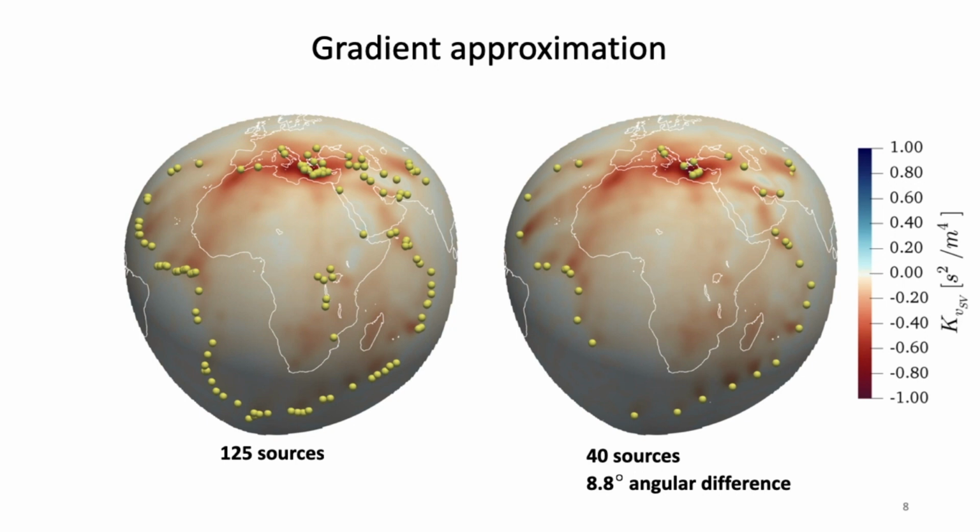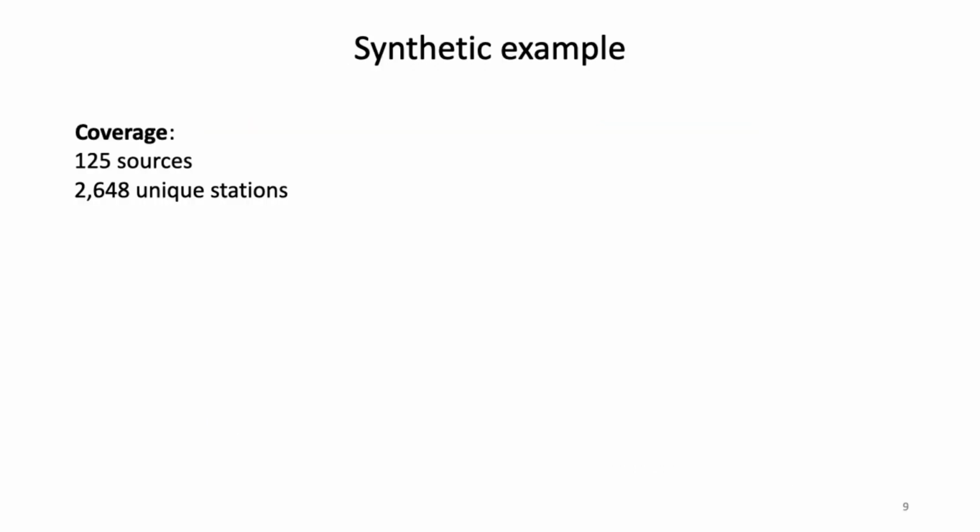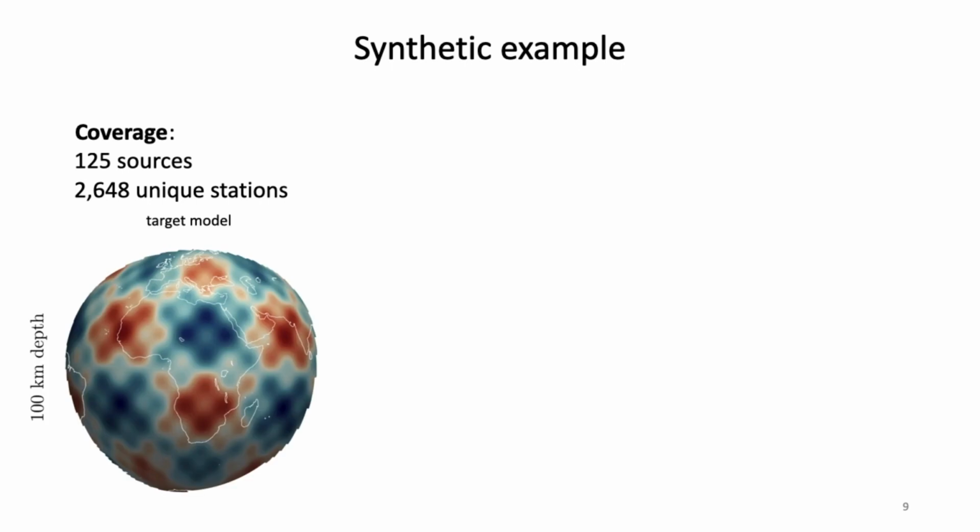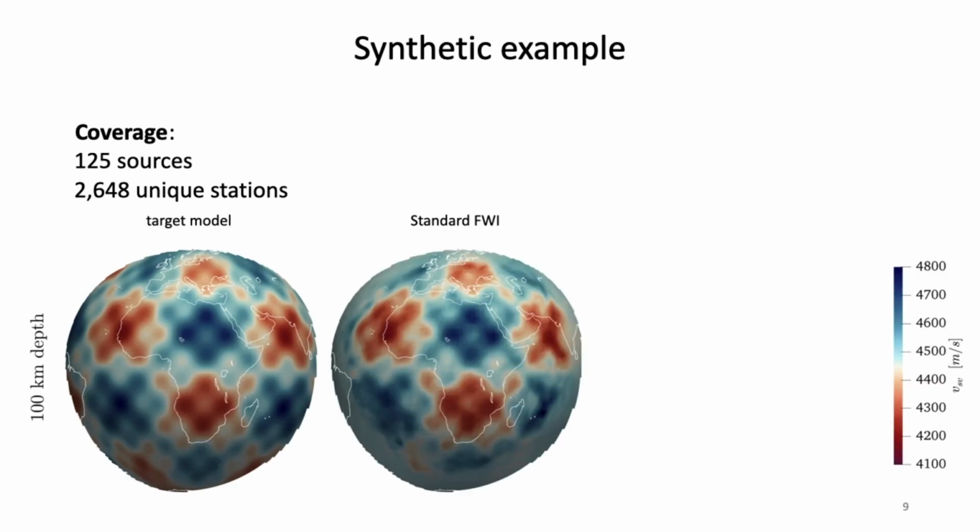In essence, this component of the dynamic minibatch approach can be seen as a form of optimal experimental design. The algorithm automatically learns which and how many sources are required to make good updates. To show how this works, we try to achieve the synthetic target model starting from a 1D model. This is the recovery of a conventional full waveform inversion that uses all data in each iteration. As can be seen, we have good recovery in the entire region that was surrounded by sources.